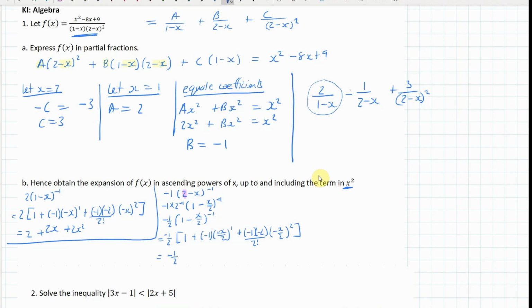Now, the second term, negative, so that becomes positive x over 2, and when we times that by negative 1/2, we're going to get negative x over 4. And the last one, what do we get? Well, this resolves to 1, and then we've got negative x over 2 squared, which is positive x over 4. So when we multiply that out, we get negative x squared over 8. So that's that one.